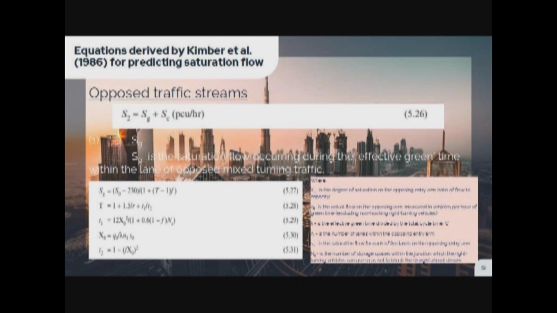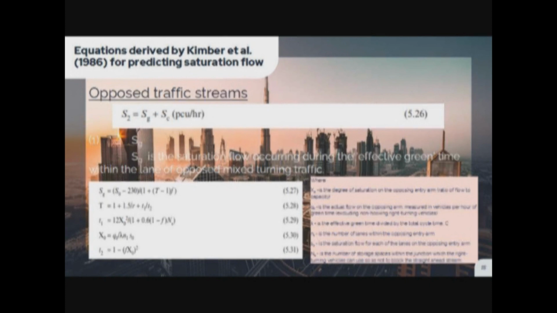Then the lambda there is the effective green time divided by the total cycle time, or C. Then the small letter n sub 1 is the number of lanes within the opposing entry arm. And the small letter s sub 0 is the saturation flow for each of the lanes in the opposing entry arm. So this will be our equation 5.30.